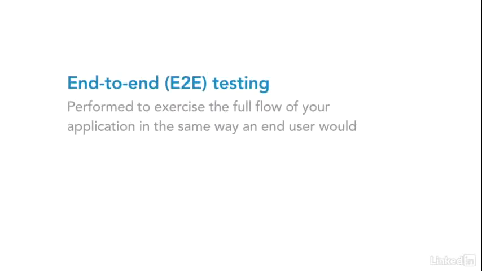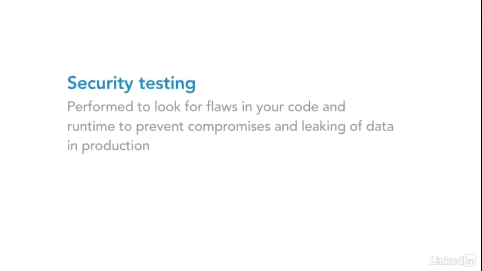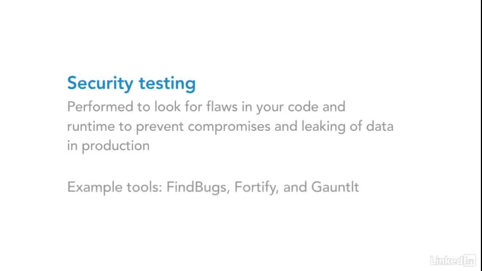End-to-end testing, often implemented as UI testing, is when you test more of your application in a way that the end user actually uses it. This kind of testing might be done with things like Selenium or Protractor. And of course, security testing looks for flaws in your code and the runtime to prevent compromises and leaking of data in production. Some common tools for this include FindBugs, Fortify, and Gauntlt.